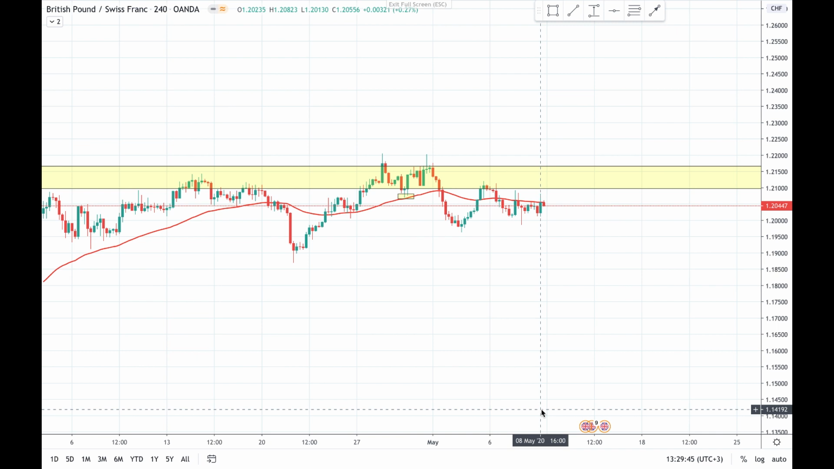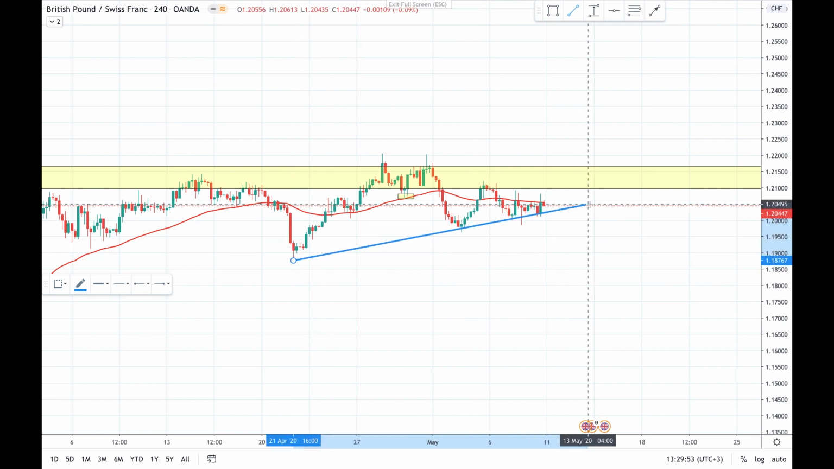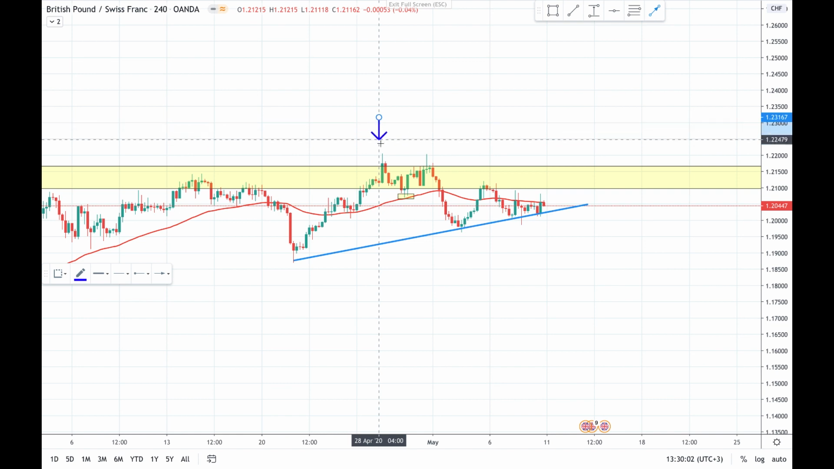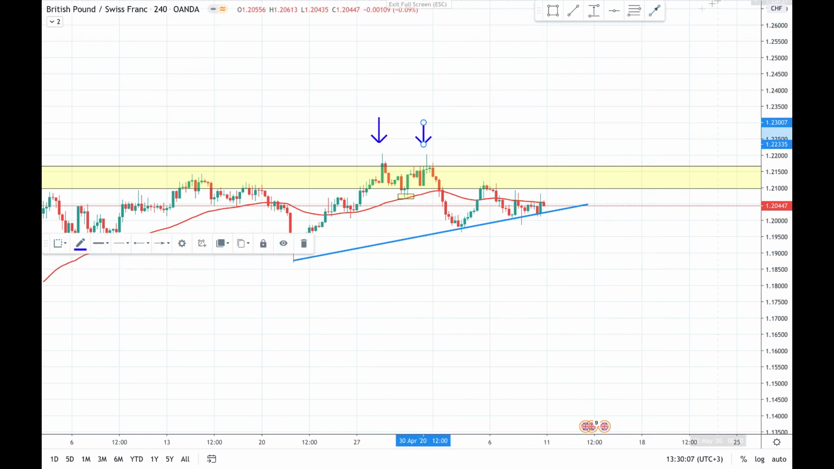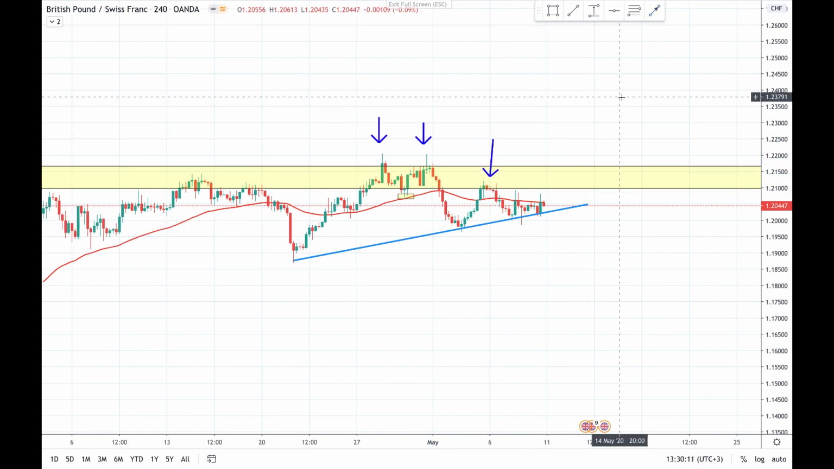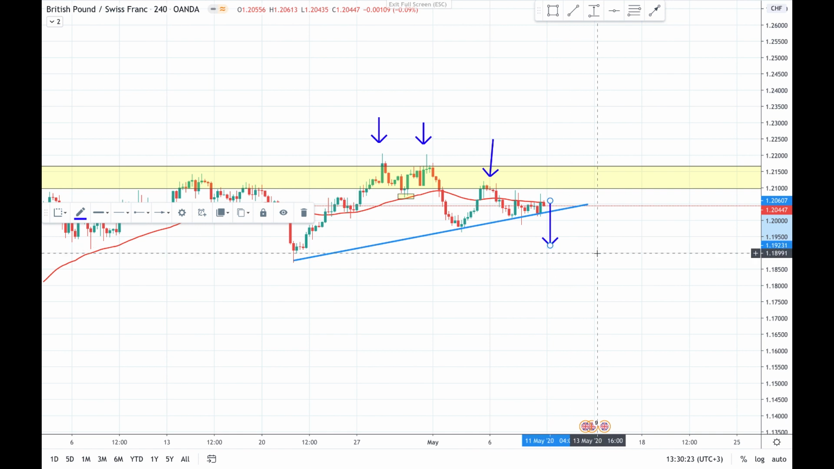So here in the 4-hour time frame, to confirm our bearish bias, we need to put a tight trend line and wait for a breakout of this trend line. But we also want to note that the price has created a double top right here, as well as a lower high right here, which added more confidence to our bearish bias. So again, we need to wait for a breakout of this trend line and then enter the trade short.